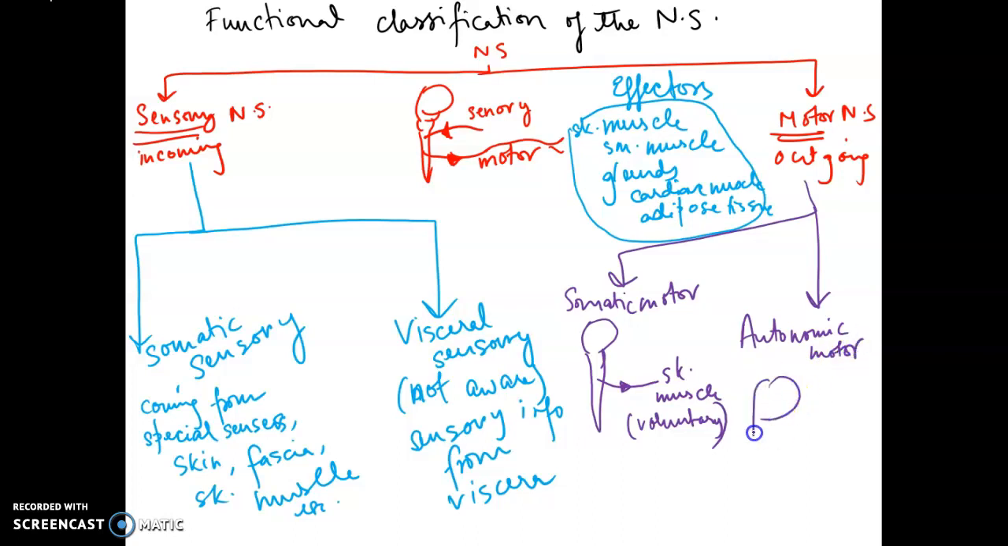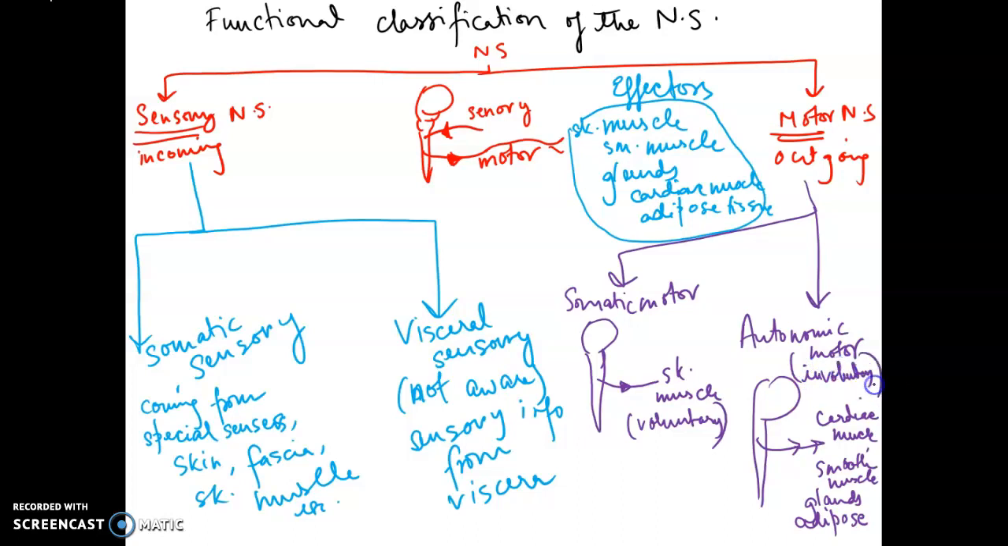In the case of autonomic motor, the command comes out from the central nervous system and goes to cardiac muscle in your heart, smooth muscle that lines the organs, glands of your body, and adipose tissue. These are the effectors in the case of the autonomic nervous system. Now, autonomic is automatic or involuntary.